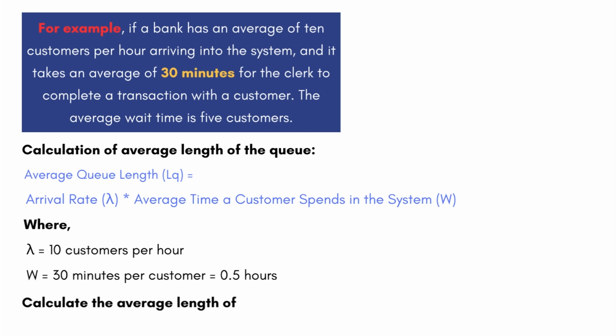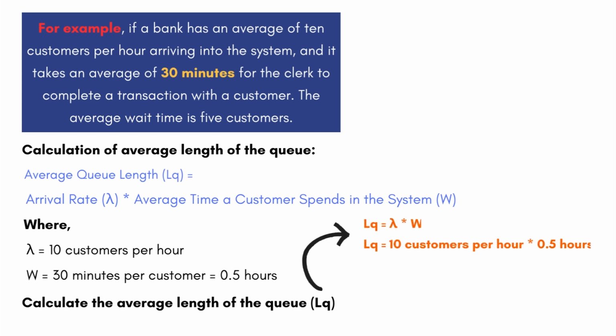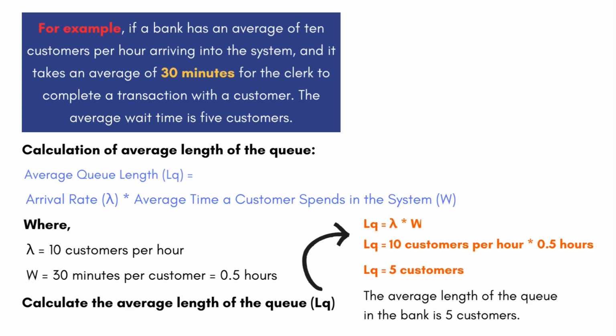Now, let's calculate the average length of the queue, the LQ. LQ equals lambda times W. This is 10 customers per hour times 0.5 hours, or 5 customers. So, the average length of the queue in the bank is 5 customers.